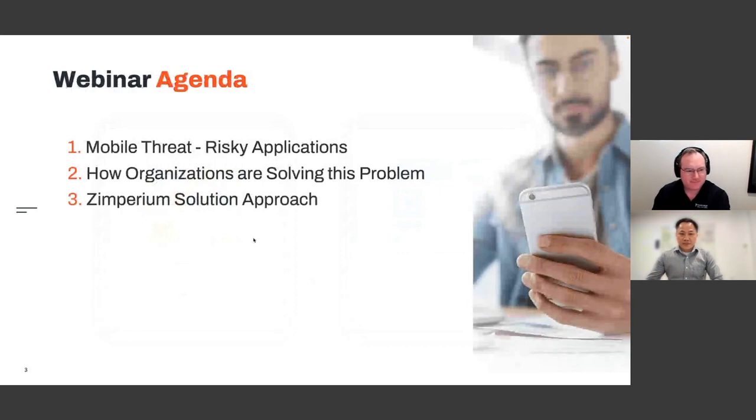So for our webinar this morning, our agenda for today follows the mobile threat posed by risky applications. We're going to discuss the various ways that organizations are solving for this problem. And then lastly, we'll conclude with Zimperium's comprehensive mobile device and application security solution. If you have questions during the webinar, please post them on the Q&A section.